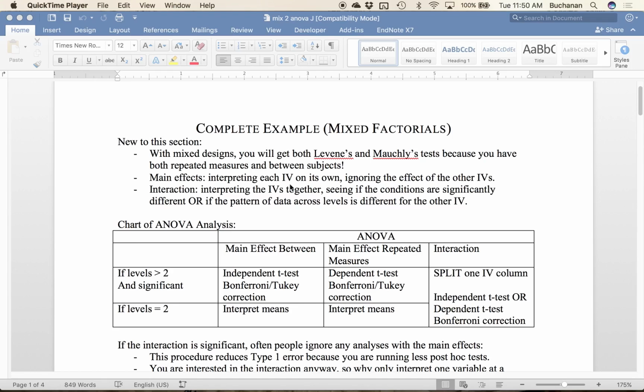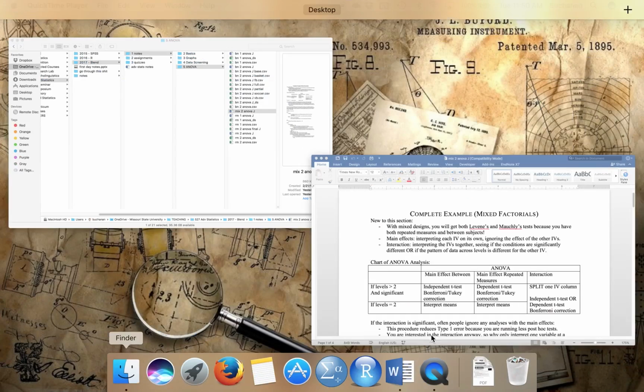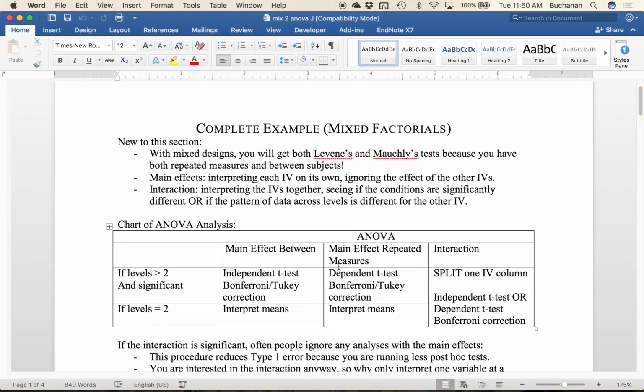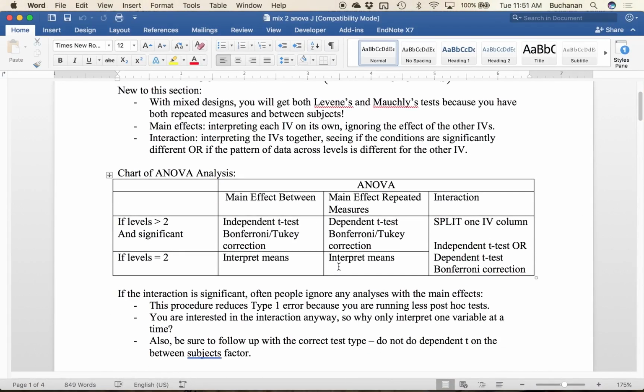We're going to talk about main effects, so looking at each IV by itself, and that's where this ANOVA table becomes really helpful in figuring out what to do next. In the interaction effect, we're looking at whether the conditions are significantly different from each other, where the patterns are different across different IVs.